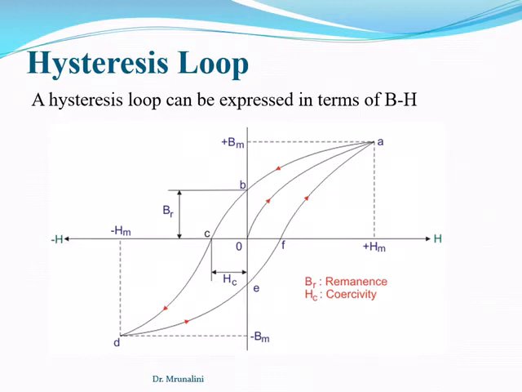From saturation, that is from point A, the curve does not retrace its original path as the field H is reduced. At zero field, there exists a residual field which is called the remanent flux density or remanence. That is, in the figure, OB is the remanence. It indicates that the material remains magnetized even in the absence of an external magnetic field.